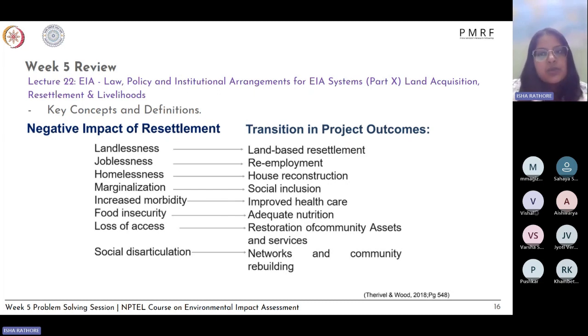But when you have a project which requires land acquisition and resettlements, and you're doing an EIA for a similar kind of project, you need to transition this negative image associated with the kind of project you are doing into project outcomes which are more positive and which cater to or mitigate the sort of negative associations we have with these terminologies. So, for example, landlessness is being addressed by doing a land-based resettlement, which is, if you're acquiring a land from a particular community for a particular development of your project, you are resettling them in a similar kind of context. So you're basically doing land-based resettlement.